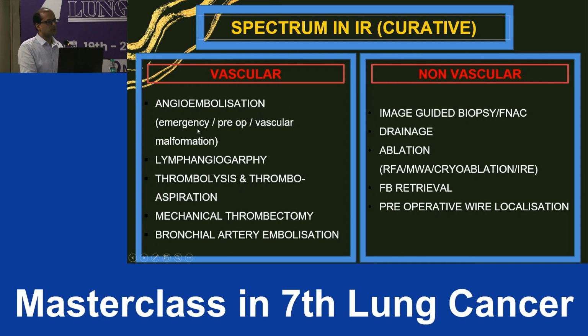Angioembolization could be for emergency, or pre-operative, that is definitive embolization, vascular malformations in the mediastinum, lymphangiography predominantly post procedure when there is chylous pleural effusion, when doing a mediastinal lymph node sampling, thrombolysis and thrombectomy for pulmonary thromboembolism, which can include mechanical thrombectomy as well. Bronchial artery embolization comes into play when the patient is having a massive hemoptysis.